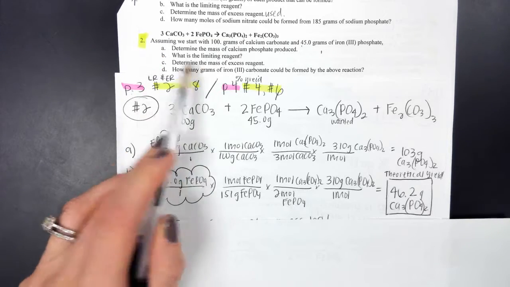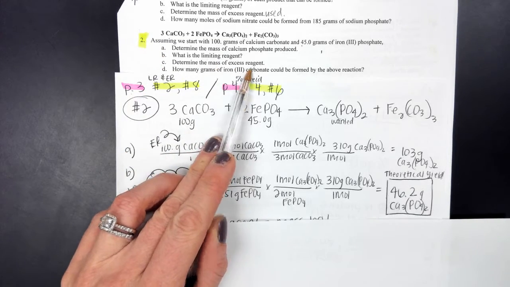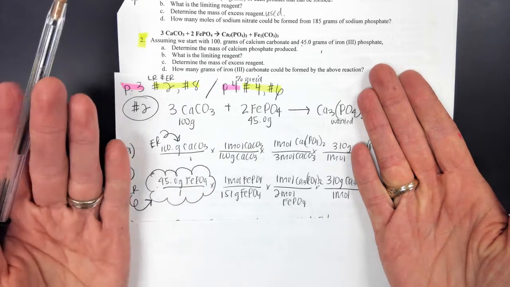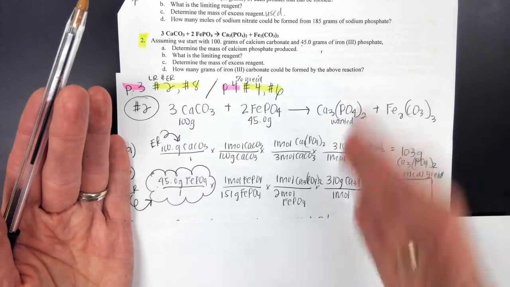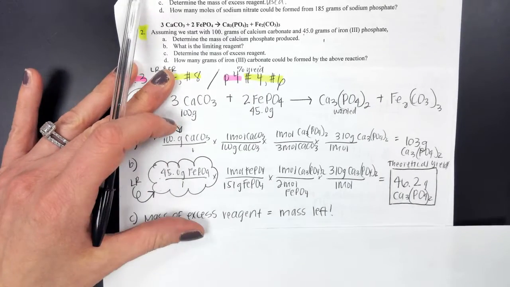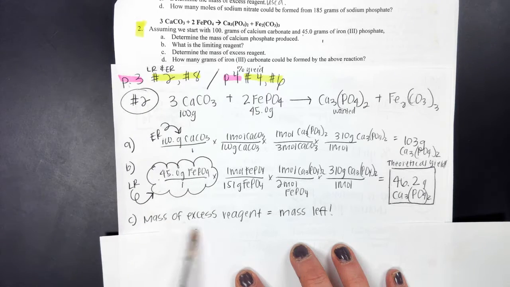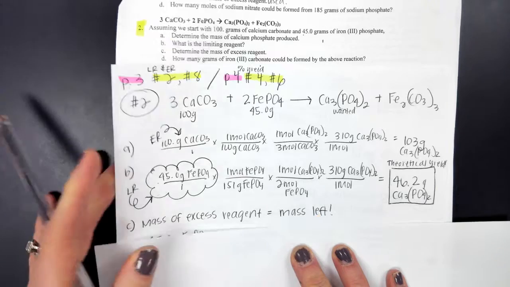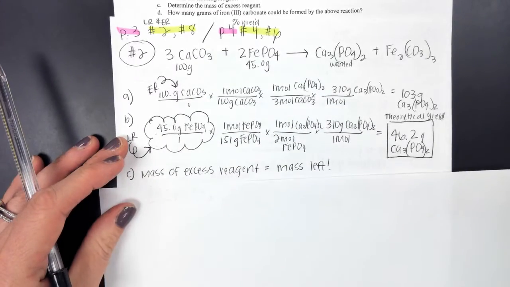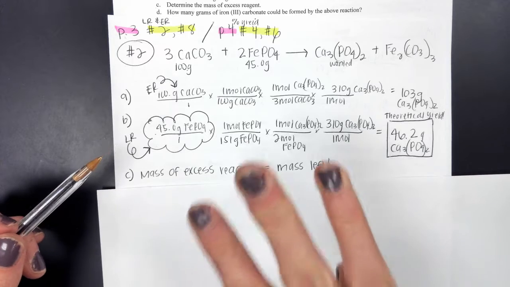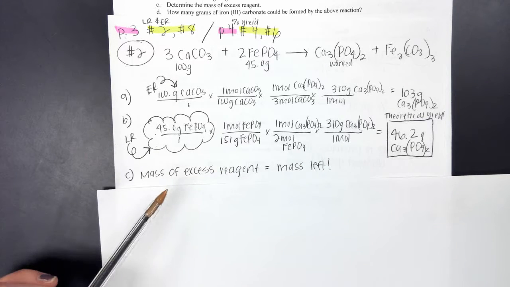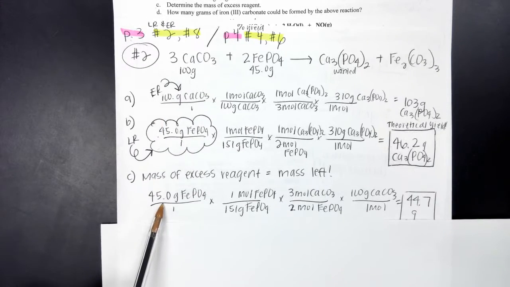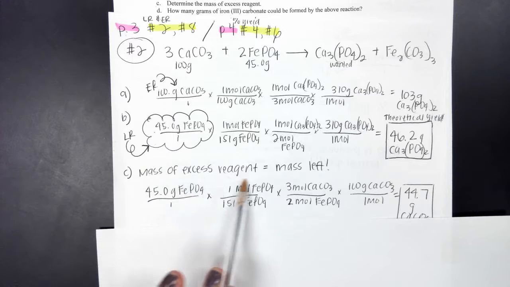And then C says determine the mass of excess reagent. Remember, the difficult part of this is sometimes we're asking for how much reagent was used, sometimes we're asking how much reagent is left. Okay, so if we say determine the mass of excess reagent, we're asking what mass is in excess, what mass is left. Okay, so to find that, we're just doing a third stoic problem. We're going to take the mass of my limiting reagent. We're going to start stoic with our limiting reagent, and we're going to convert it to the excess.